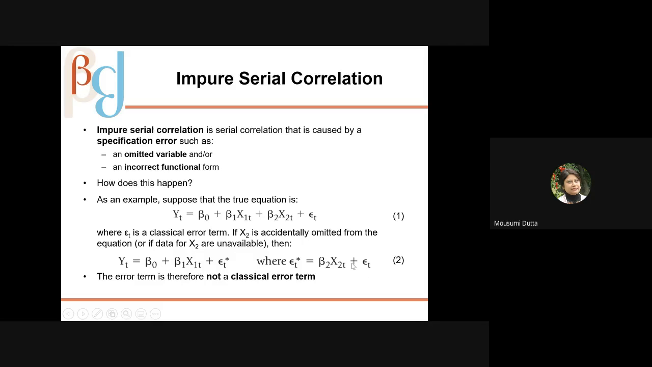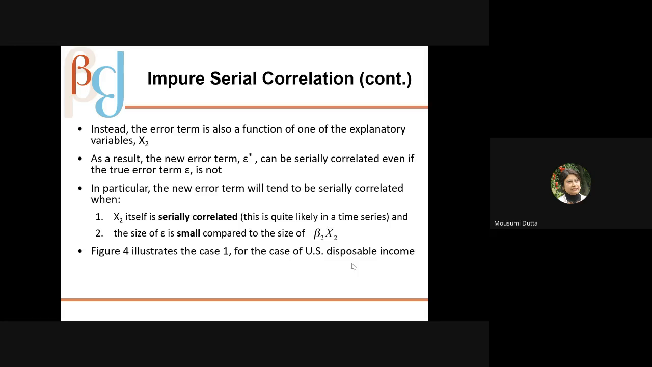It will generate some problem in the context. So this is the thing. If x2 is serially correlated, naturally the two errors will be related. And if the random part is smaller compared to the impact of x2, in that case also there will be some problem in the error term. The error will be no more a classical error.